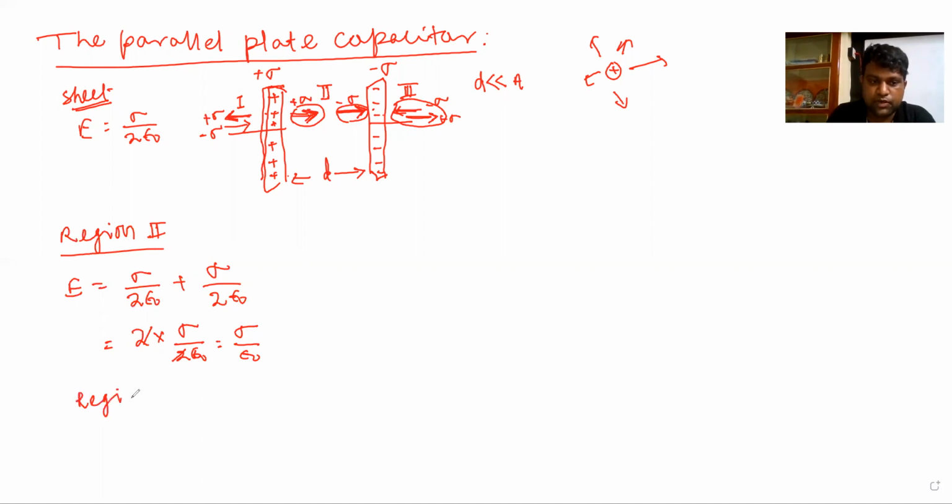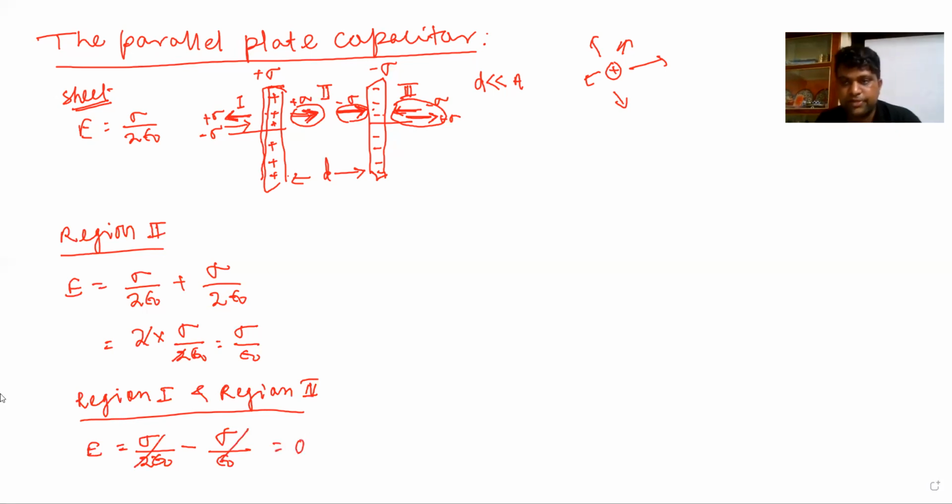Now in region 1 and region 3, there is no electric field; it will be 0. In region 1 and region 3, the electric field is 0 because due to one plate it is sigma by 2 epsilon naught, and due to the other plate it is in the opposite direction, so minus sigma by 2 epsilon naught. So basically both will cancel out. No electric field in the outside region, so only the inside region has the electric field.